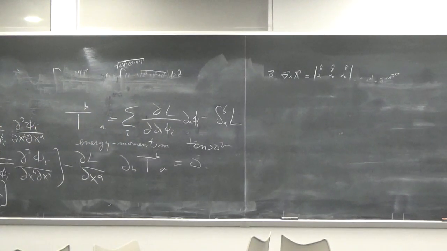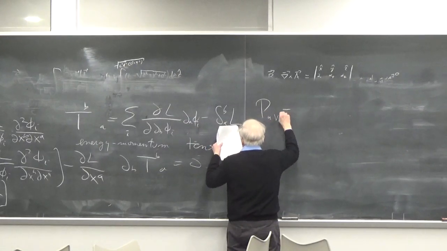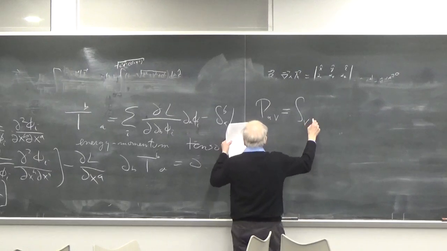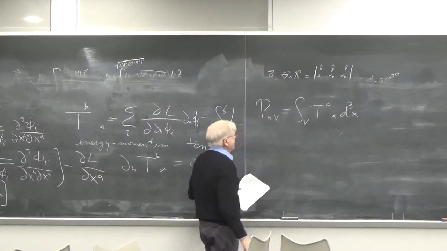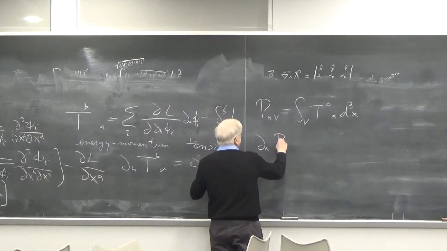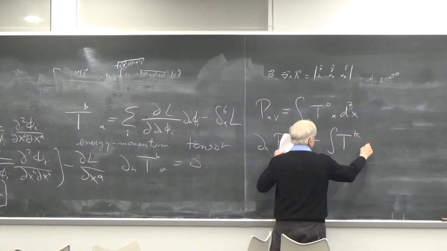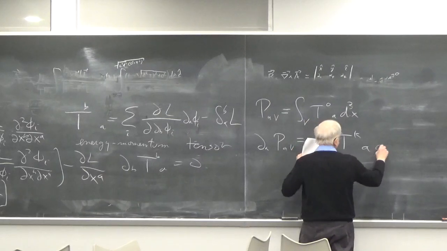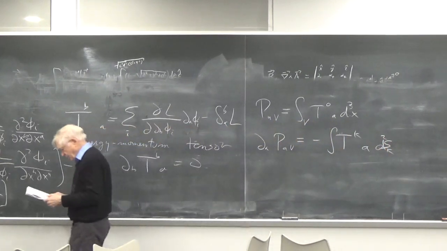And so in particular, that means that the momentum PA inside a certain volume, which would be the integral, I'm just going to skip a step here. This is the momentum inside a volume. That momentum changes by minus the flux coming in, which is minus TKA d2s, integral over the surface of the momentum flowing in.